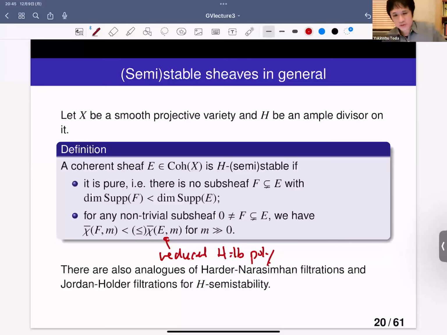However, the important difference from the one-dimensional case is that the notion of stability condition depends on a choice of ample divisor H. So if you change H, then the notion of semistability also changes. And it is very important to understand how these notions change under the change of ample divisor.